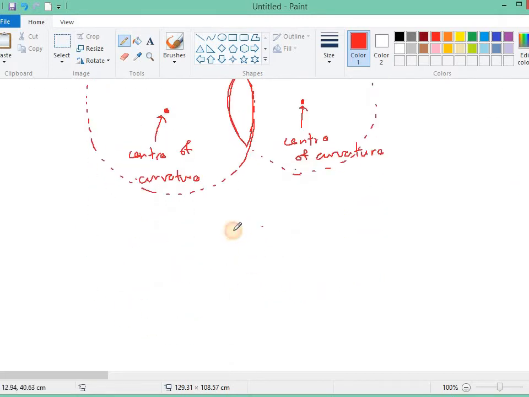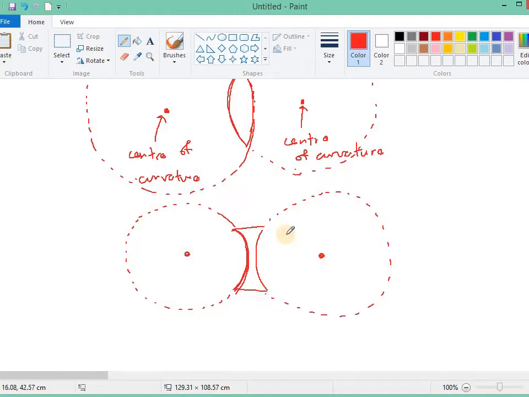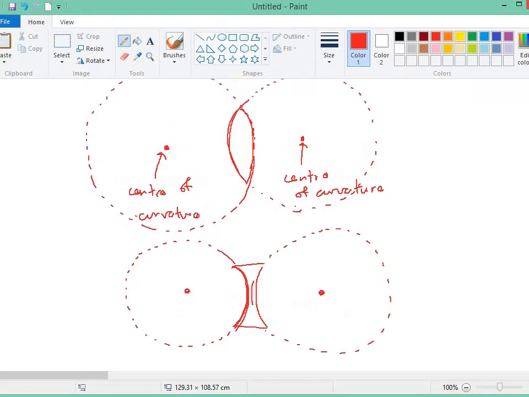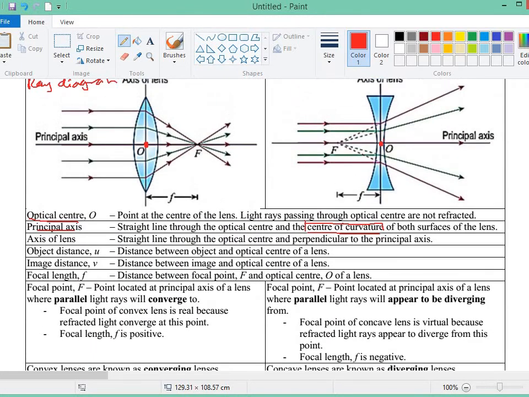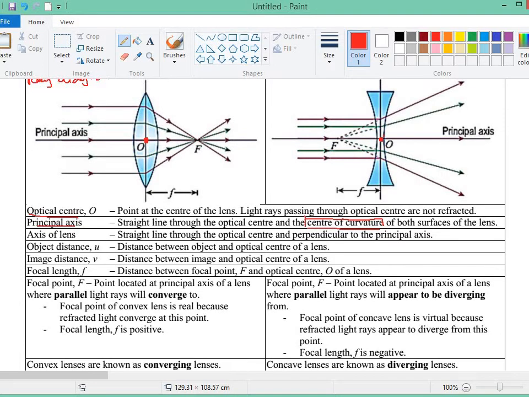So a concave lens also has curvature. Same thing. You see this surface curve looks like it's a part of a circle. So this is the center of curvature for this surface, and this is the center of curvature for this surface. So a concave lens also has them. Okay, so that is what it means by center of curvature.